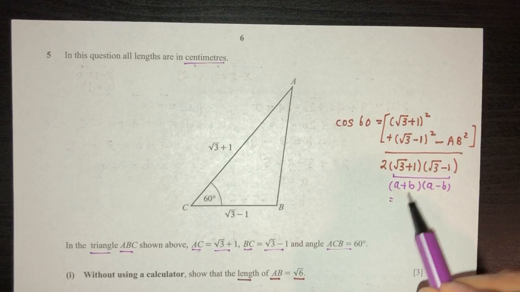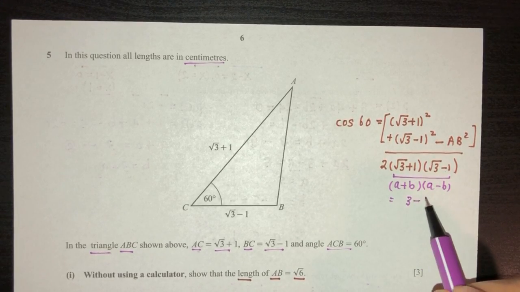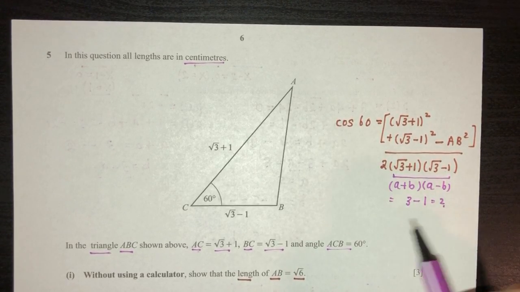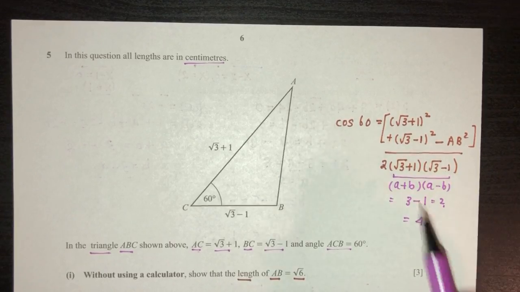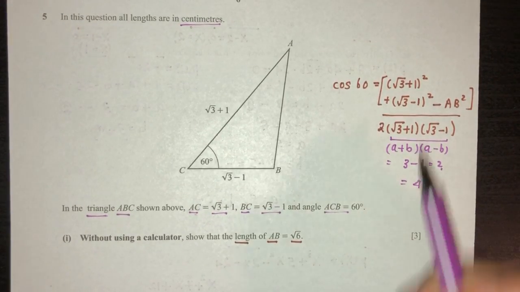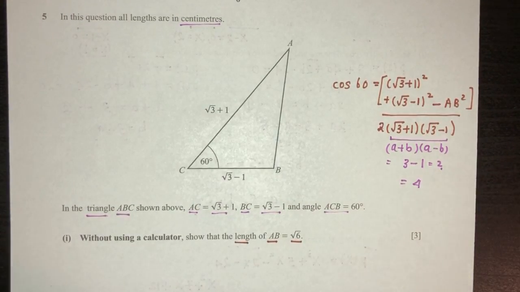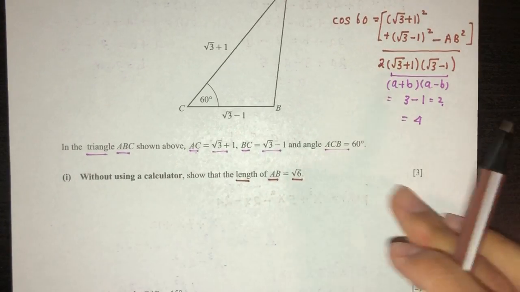So that will be a squared, which is 3 minus 1. That will be 2. 2 times 2, that will be 4. So your base here is 4. So let's solve for these ones, okay? So let me write this here.